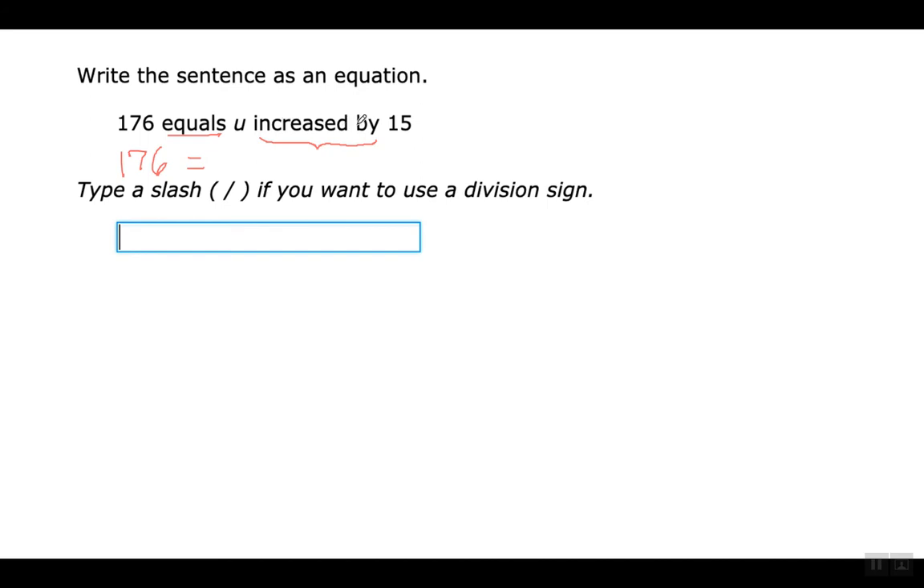Estas dos palabras, esto quiere decir aumentado por. Creo que hay una mejor manera de traducirlo, pero en estos momentos solamente puedo pensar de esa manera. U aumentado por 15. Aumentado por quiere decir sumar. Alright? U increased by 15.